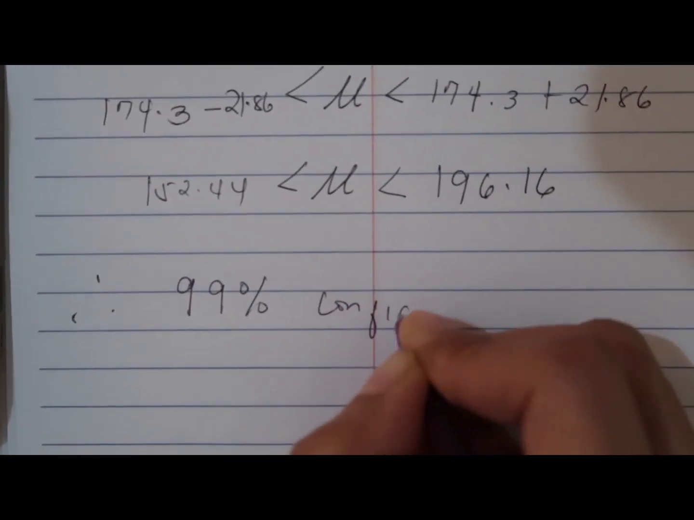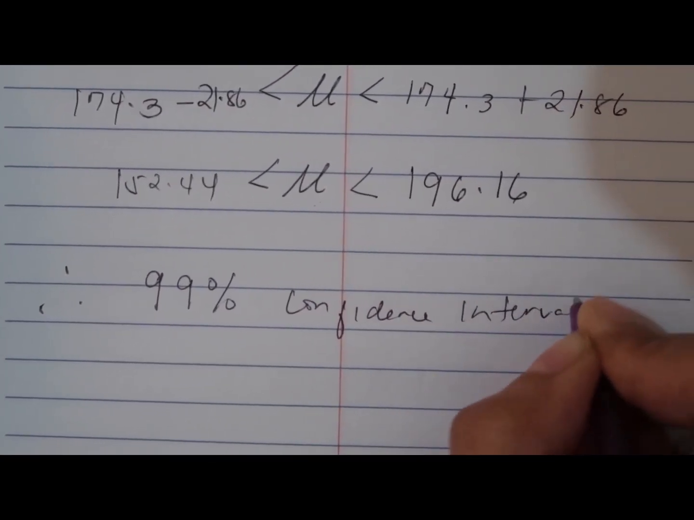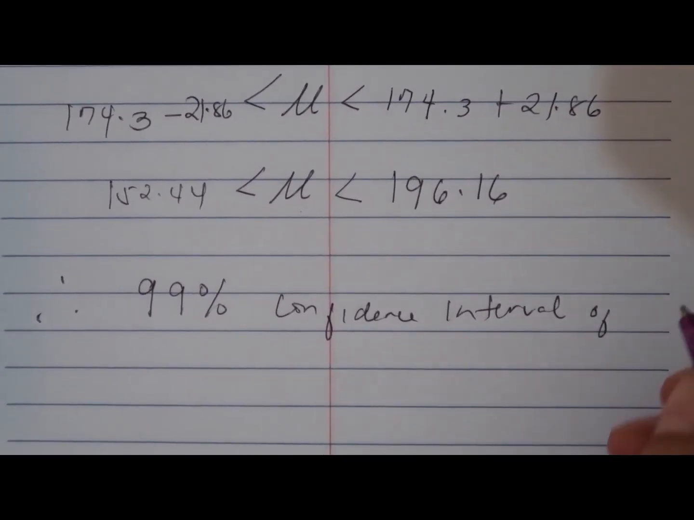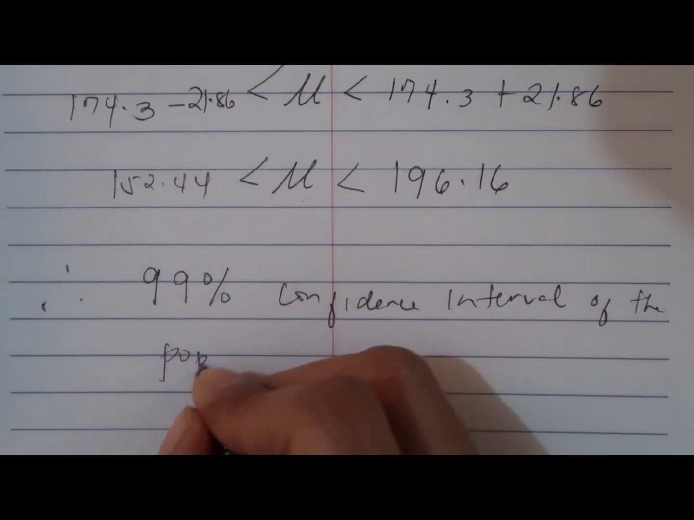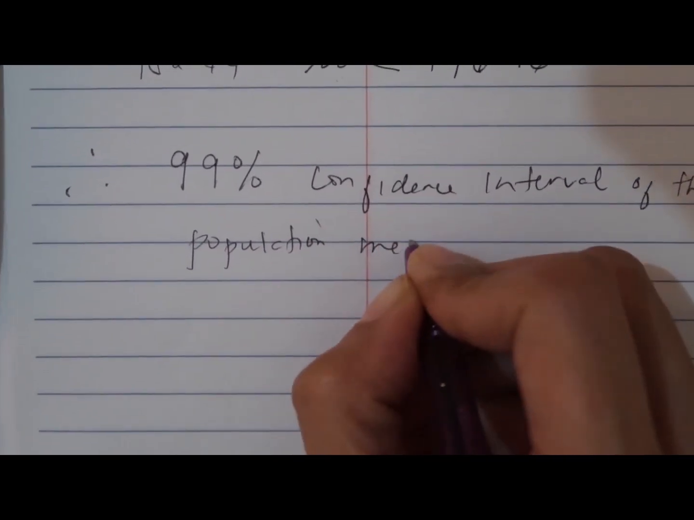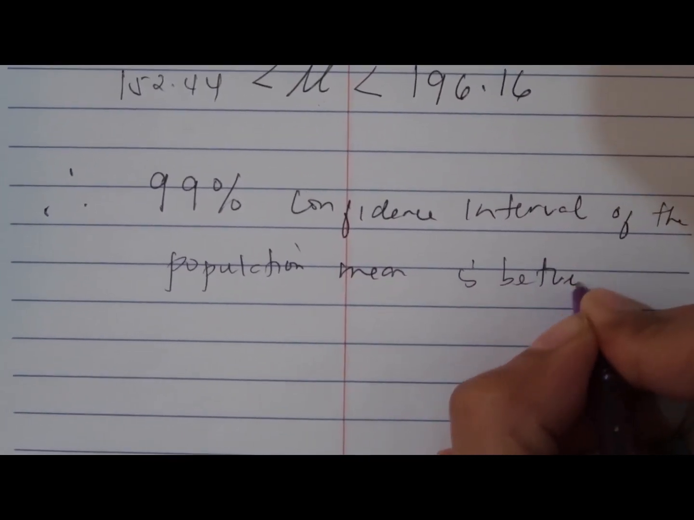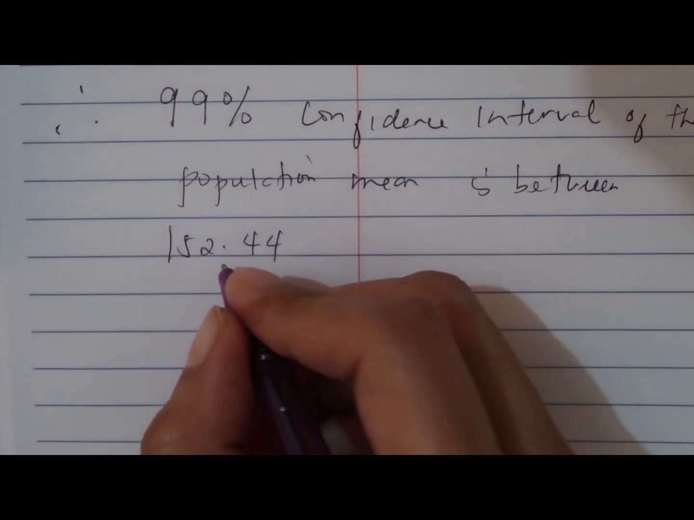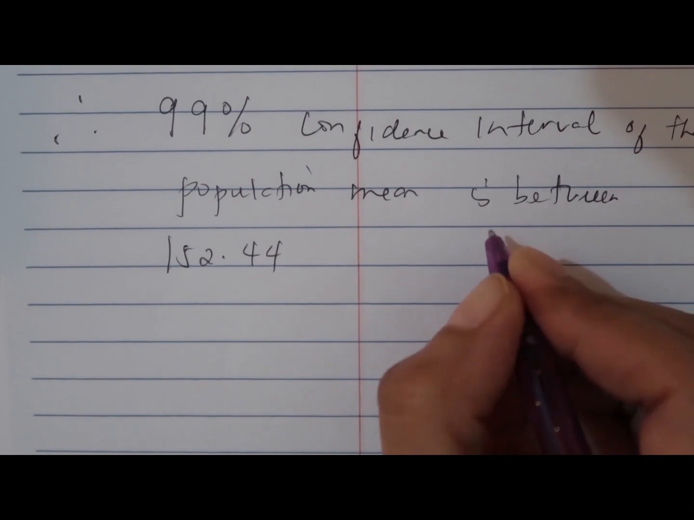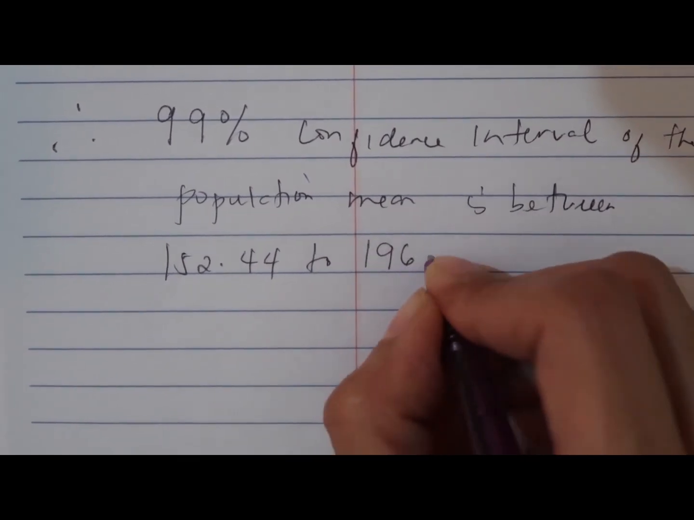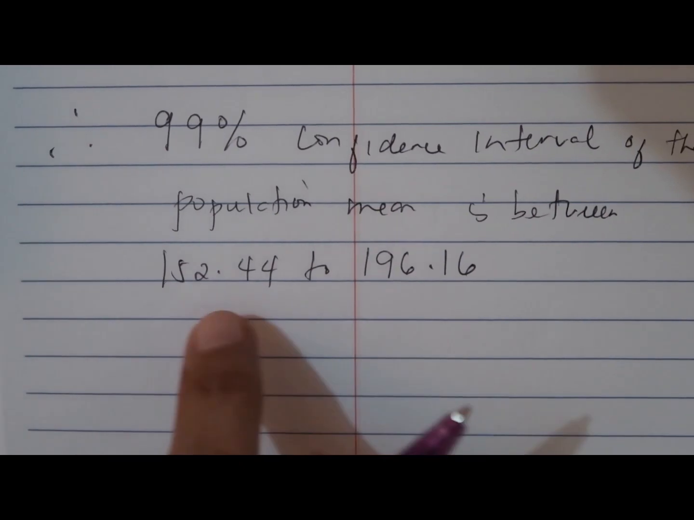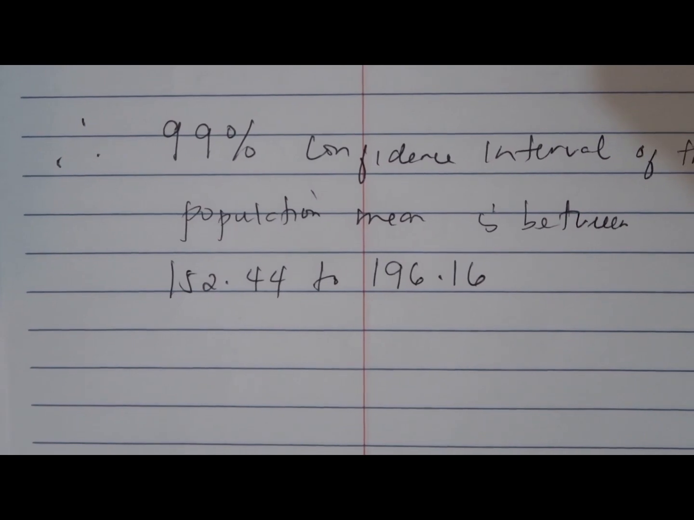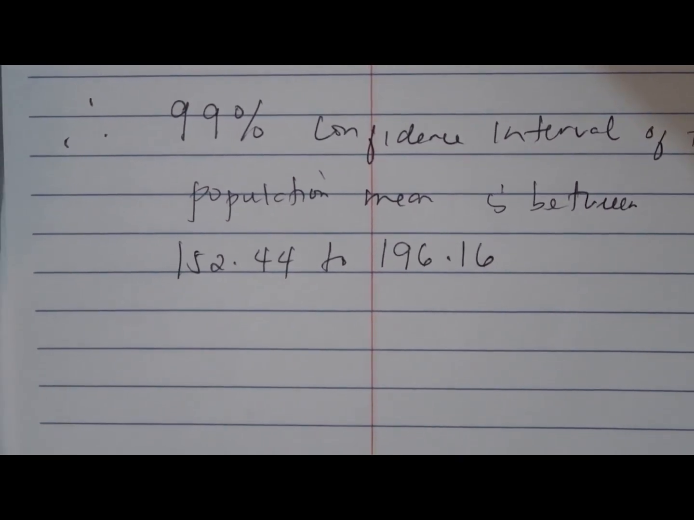So therefore, the 99% confidence interval of the population mean is between 152.44 to 196.16. That's it. So that's example number 1.